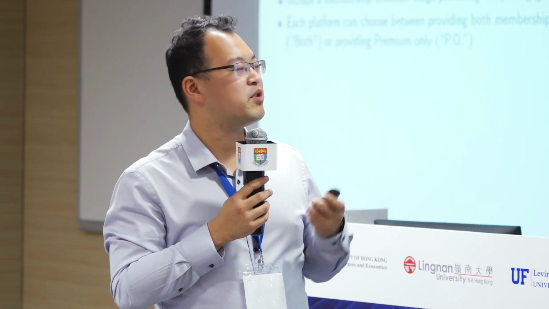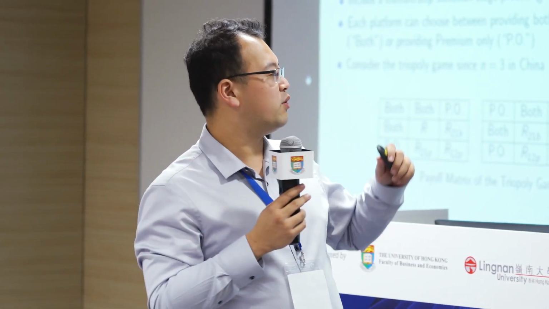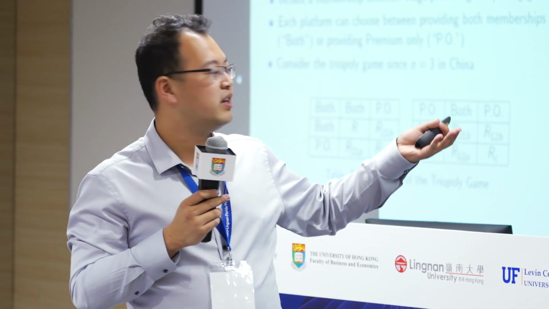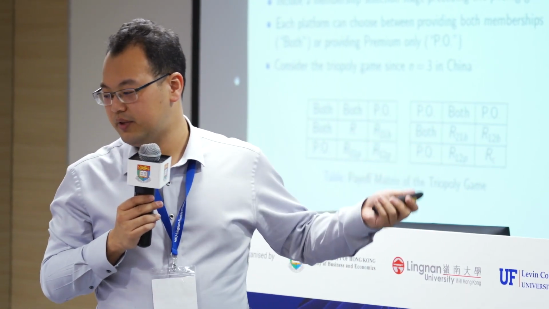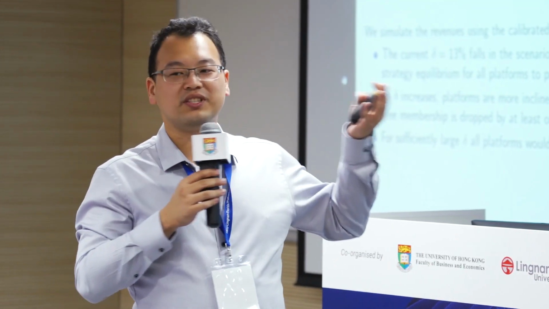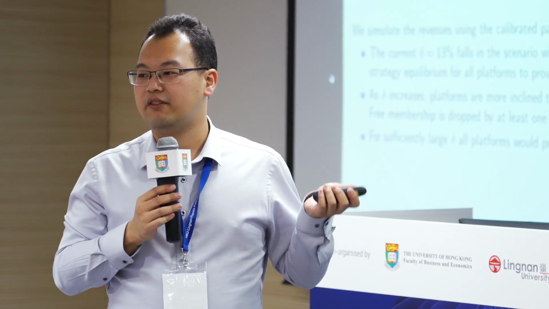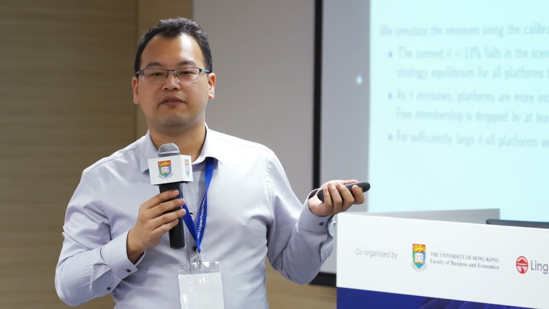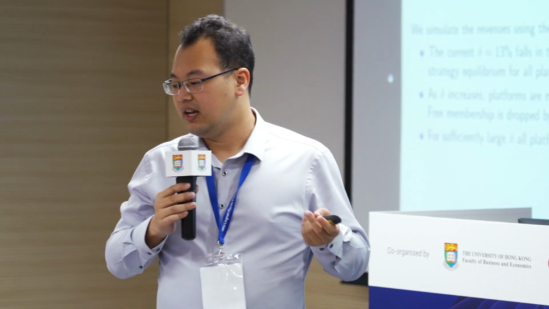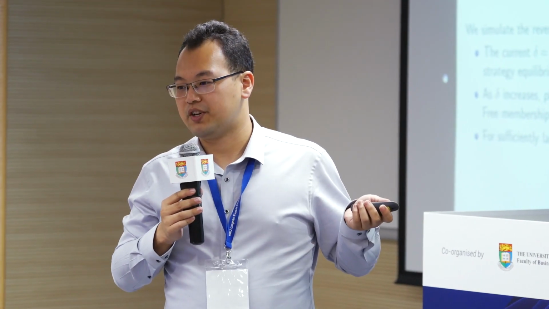So for the platform performance, we briefly mentioned that we consider whether the platform could choose to provide both memberships or commit to provide premium only. We can write out this whole thing as a triopoly game. I'm only listing the payoff for the row player due to symmetry. We use our calibrated results to simulate the revenues under each possible scenario. So here's what we get. At the current delta equals 13% penetration rate, it is a dominant strategy for all the platforms to provide both memberships, as they do in reality. As delta increases, they will tend to drop the free membership. And if delta is sufficiently large, all the platforms would eventually provide only the premium membership.